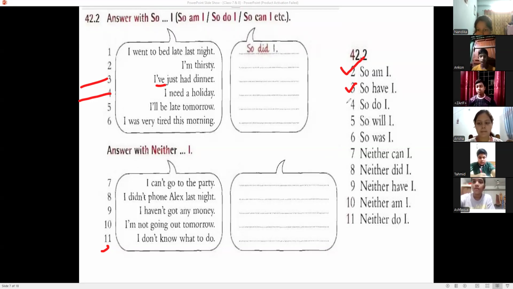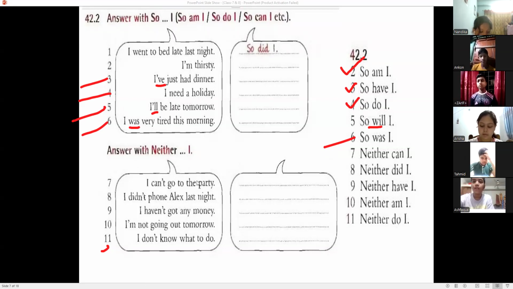And then 5, I will be late tomorrow. Here future, I will, and I will, so will I. So will I. Number 6, I was very tired this morning. So here was, so was I. Me too. And answer with neither I, that means here all will be negative, okay?